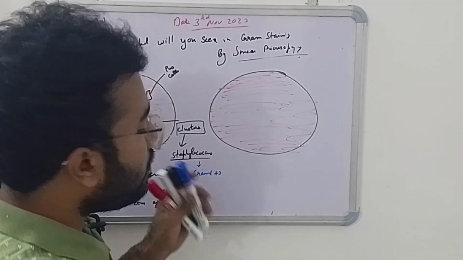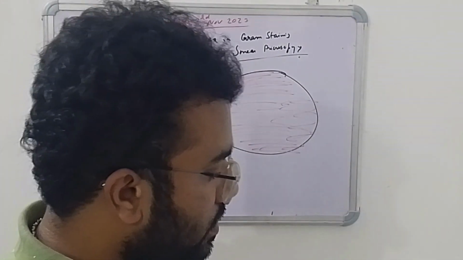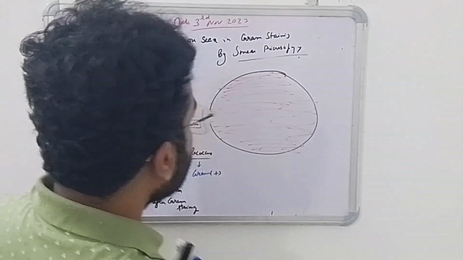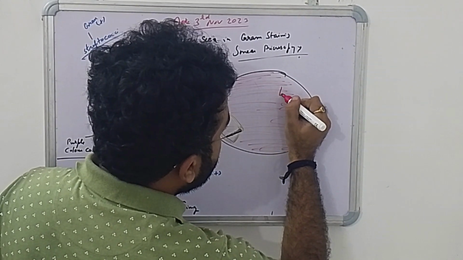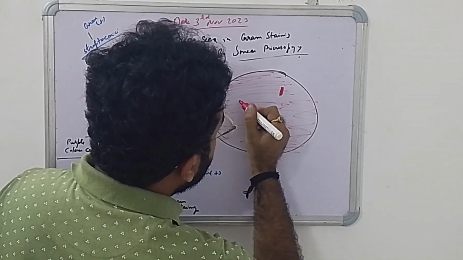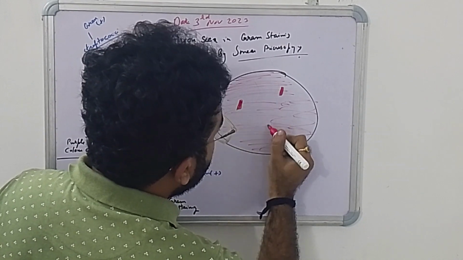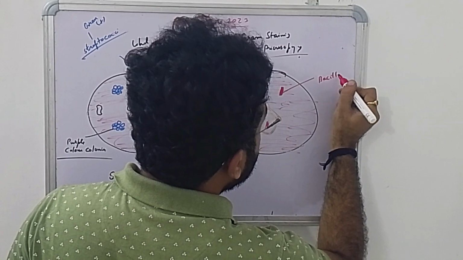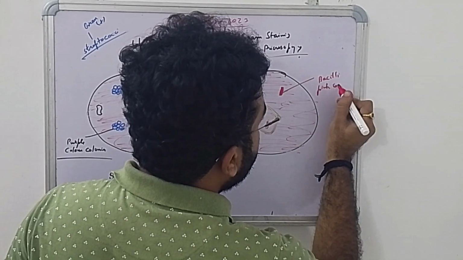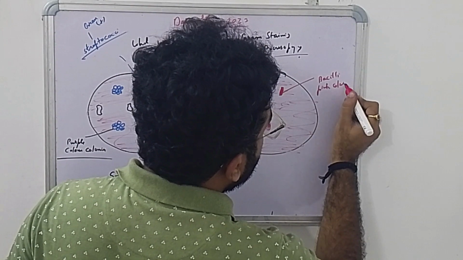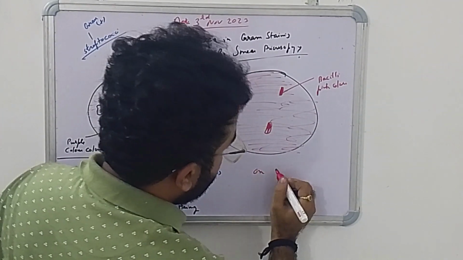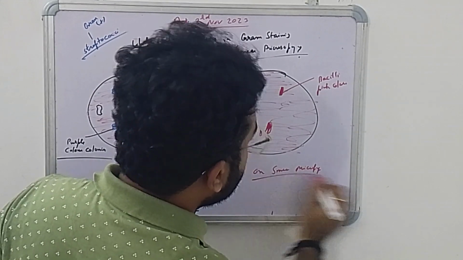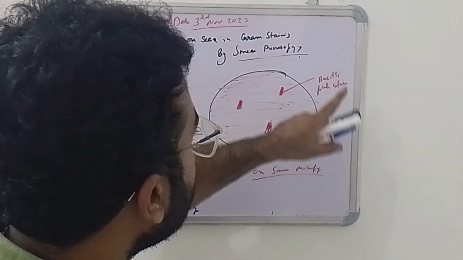Now what you will see if the gram staining is negative. I am representing the pink with red. Sometimes you see bacilli, pink color bacilli. So what I said earlier, on smear microscope, it's gram negative. It's pink color bacilli.